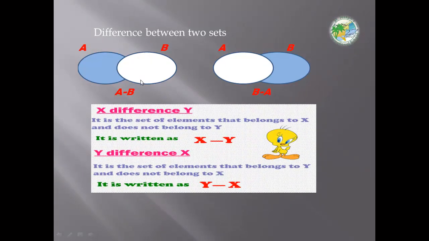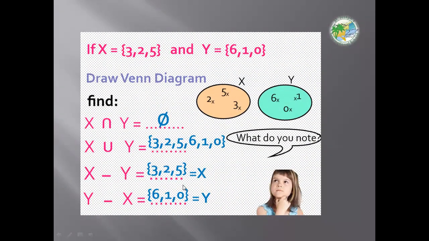X difference Y is the set of elements that belong to X and don't belong to Y. It's written as X difference Y. Y difference X is the set of elements that belong to Y and don't belong to X. Let's see how we can answer questions.